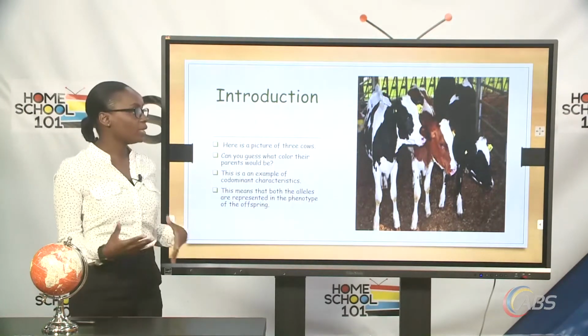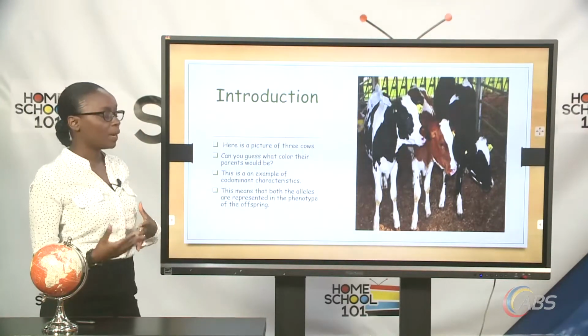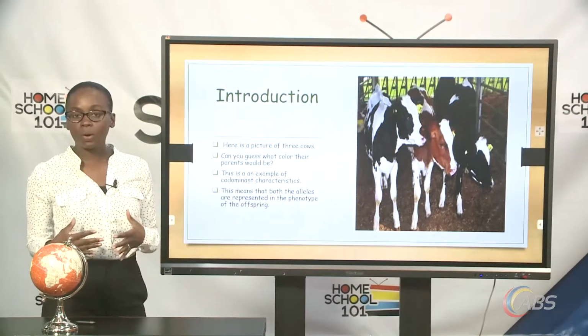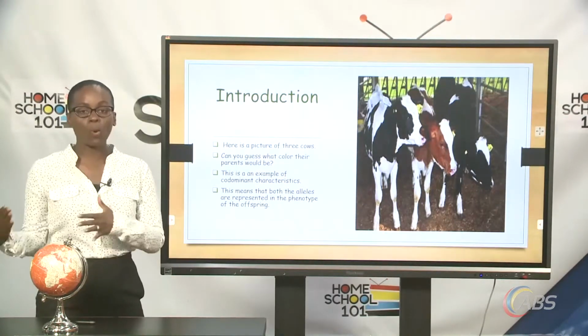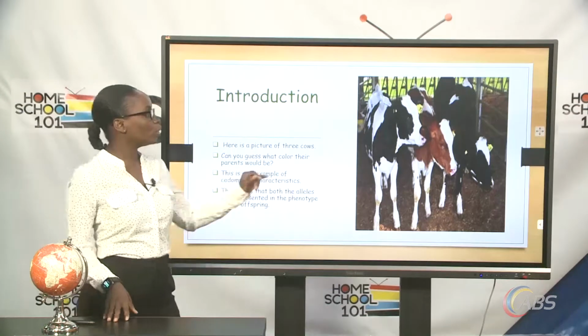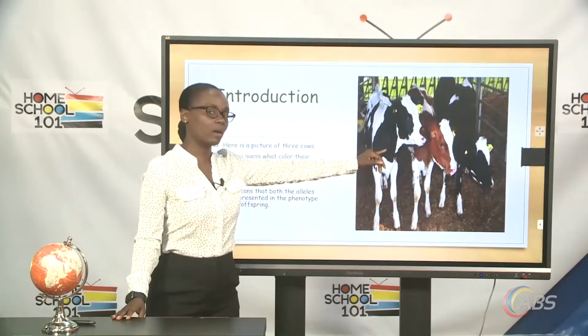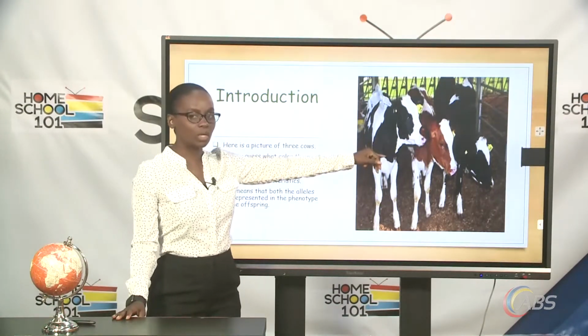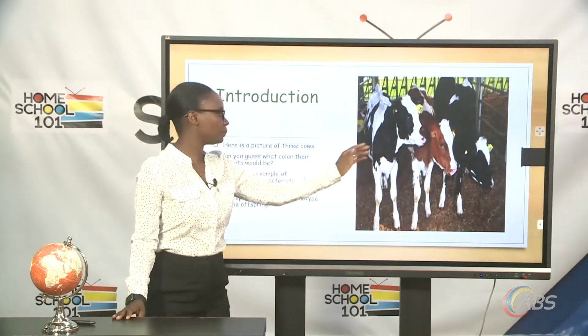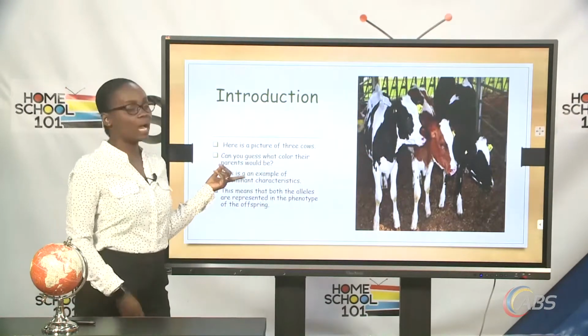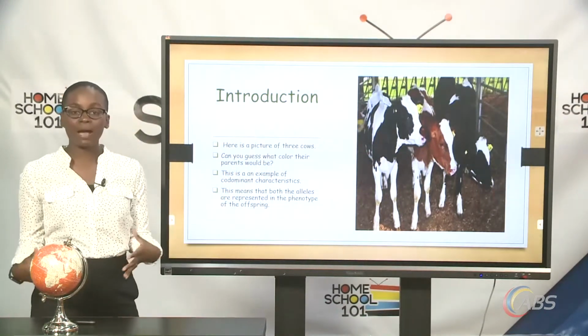All right, now more than likely their parents would be black or white. Well, one will be black or one will be white, or they could look exactly like the calves here, where they would have a combination of both colors. This is an example of codominant characteristics.